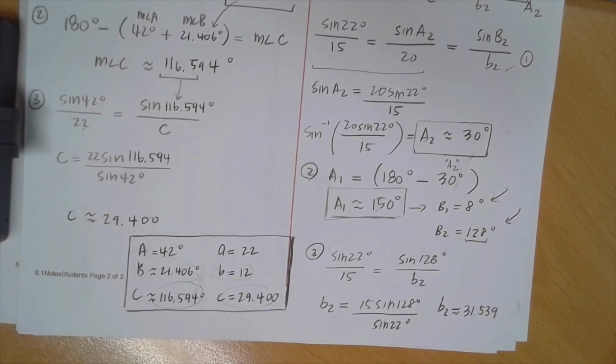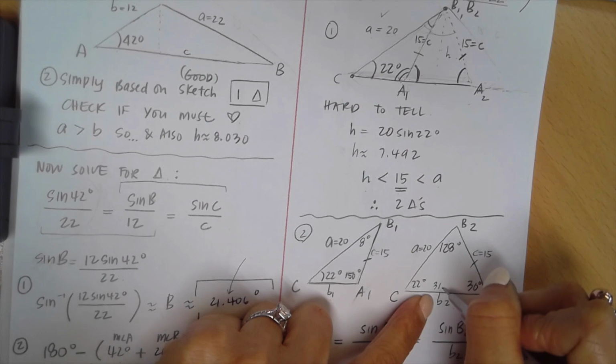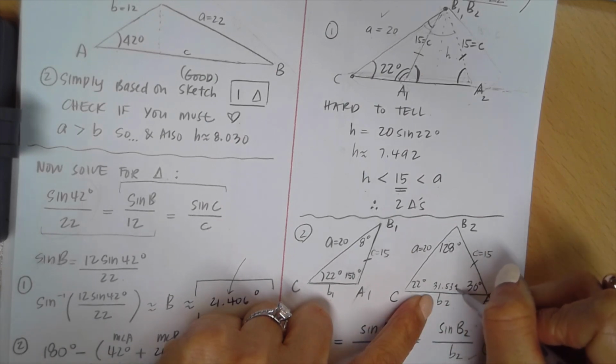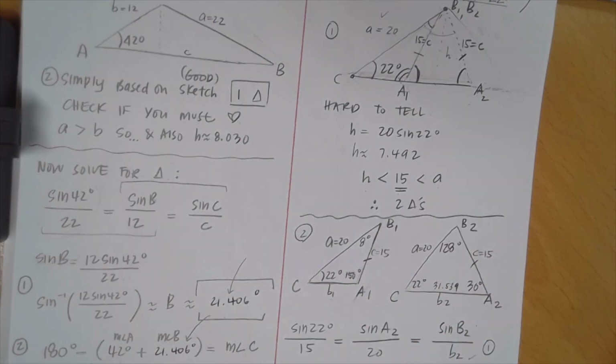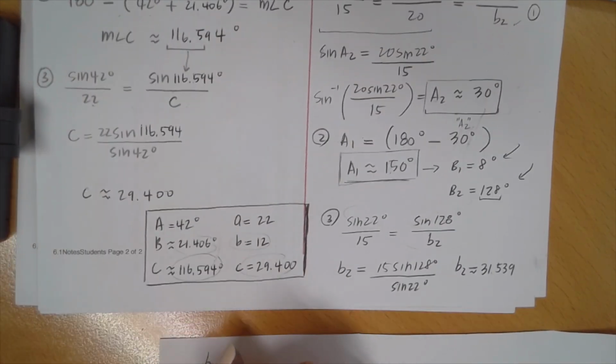So I got B2 is equal to about 31.539. Can you make sure you get the same kind of answer? Okay. Now we found B2, so we know that this is 31.539. All right, so we're almost done. Now we just need B1. So let's set it up. We need to find B1.